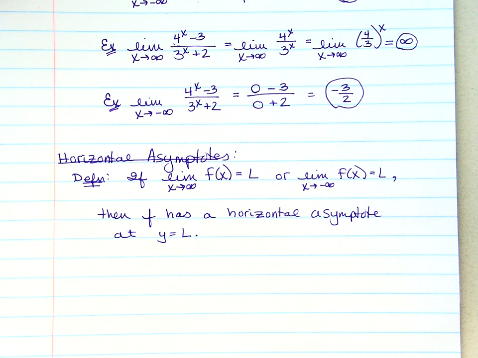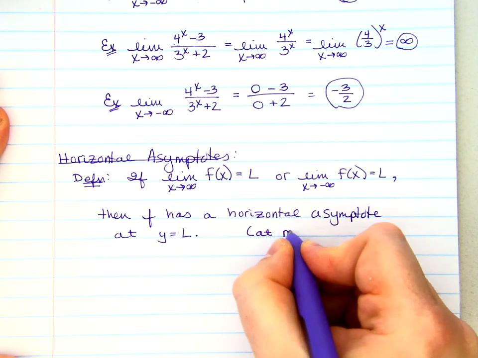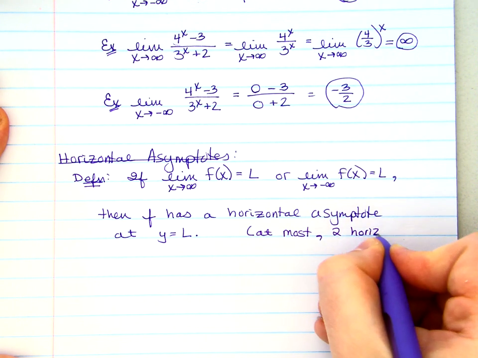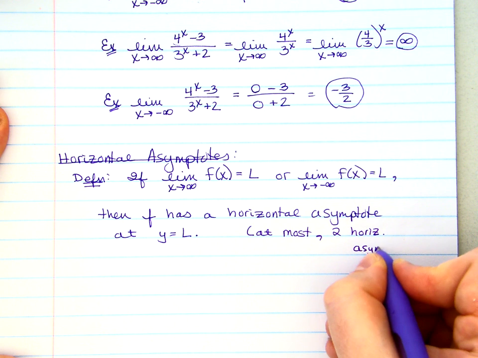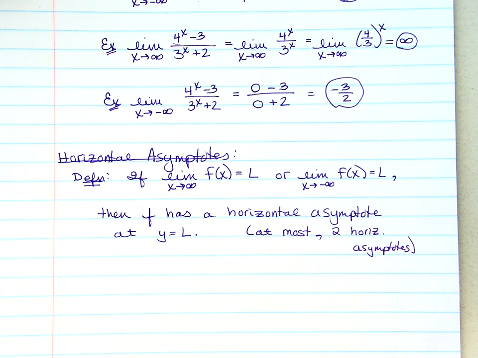All of this means at most I could have, what do you think? At most, how many horizontal asymptotes could a function have? At most, you could have 2 horizontal asymptotes. One to the left, one to the right. Nothing in the middle matters. Let's look at a few of these.